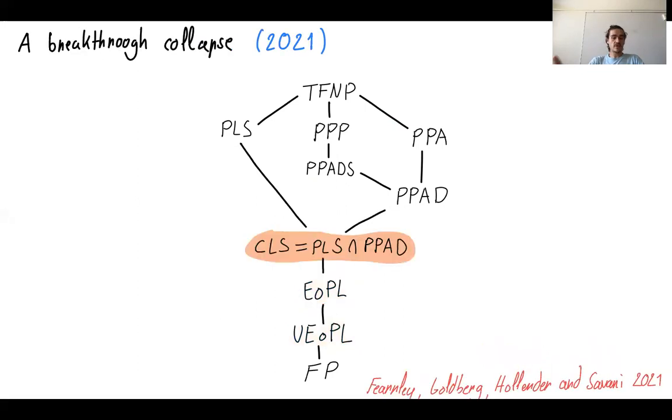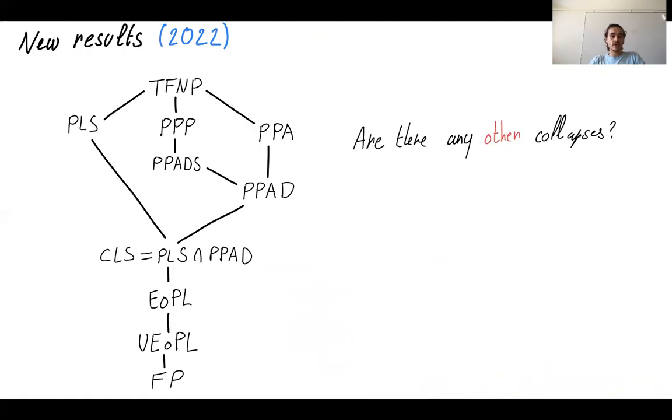Then in 2021 came the breakthrough collapse that actually explained that PLS intersect PPAD was indeed an interesting class, because it is equal to CLS. So that was kind of a shock in the community, I guess, and it was very surprising to us also. So this is where our work started. And we were wondering whether we could find any other collapse or prove against collapse.